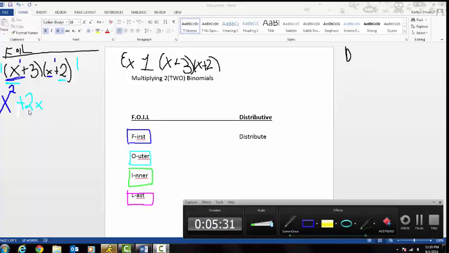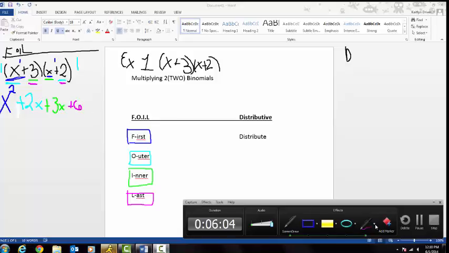Now our inner terms are going to be in green. 3 is an inner term, and this x is an inner term, right? So 3 times x is positive 3x, correct? Now magenta, which is kind of a pink, is going to stand for our last terms of each binomial, which is 3 and 2. 3 times 2 is positive 6.